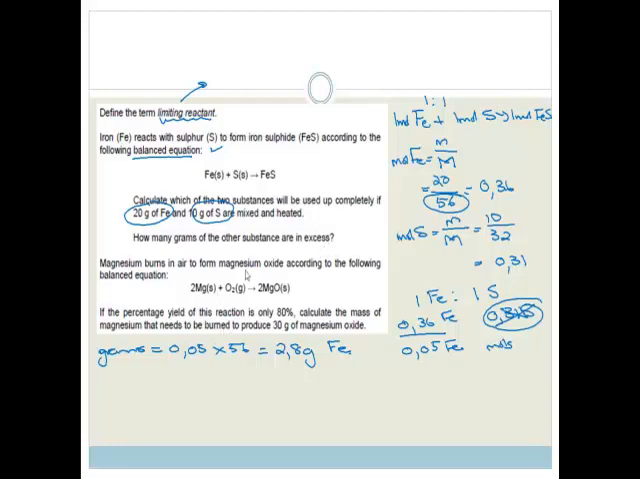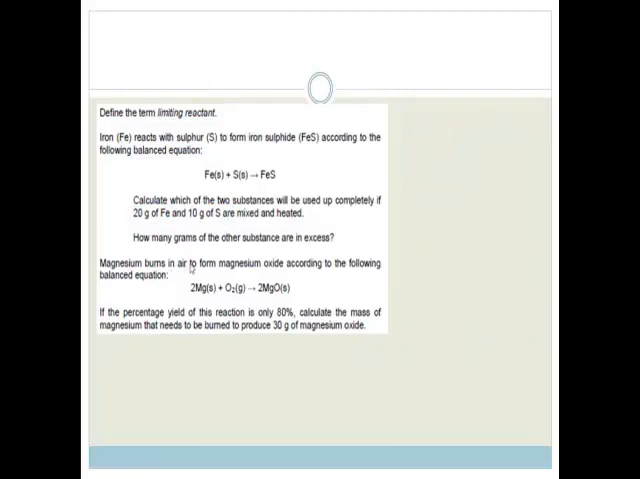Right, let's delete this and move on to the final question of this presentation. Now it says magnesium burns in air to form magnesium oxide according to the following balanced reaction. Very nice when they do that. So if the percentage yield of the reaction is only 80%, calculate the mass of magnesium that needs to be burned to produce 30 grams of magnesium oxide. Okay, so we want 30 grams of magnesium oxide. That's what we want.